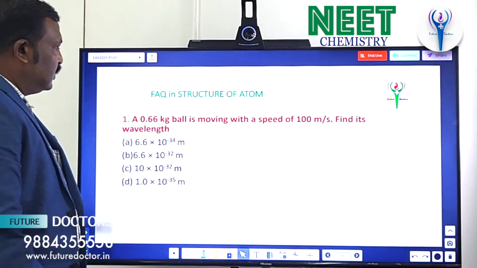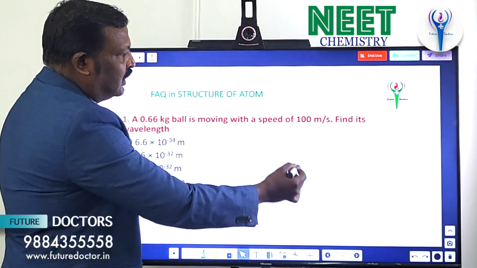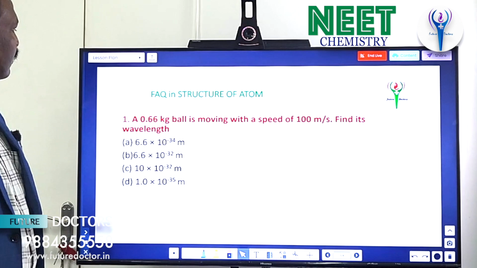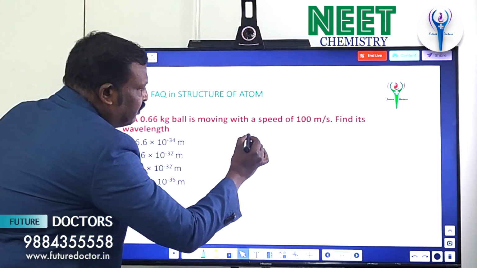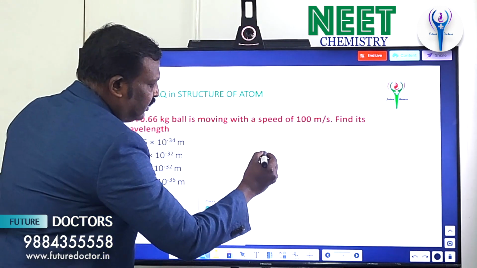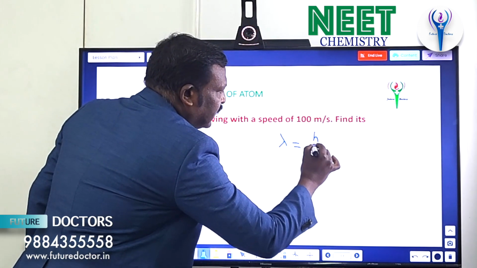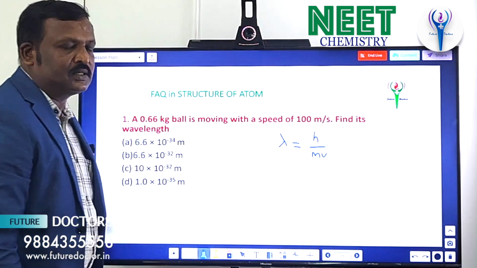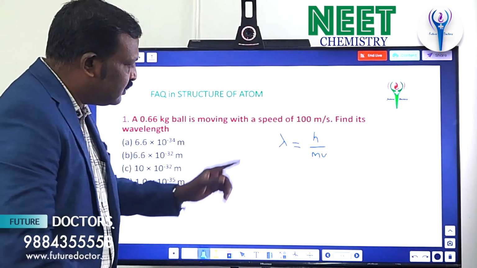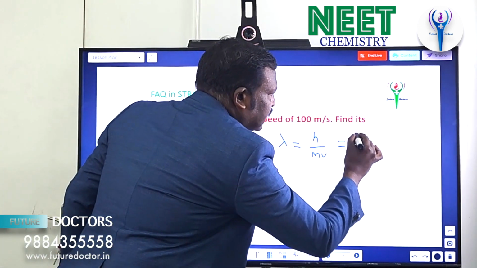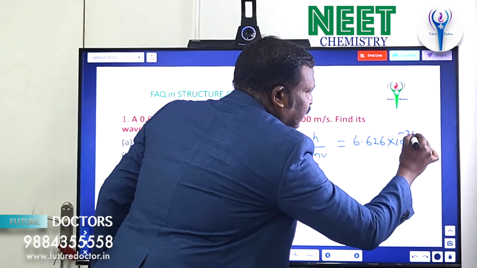Okay, can we go? See the first sum: a 0.66 kilogram ball is moving with the speed of 100 meter per second. Find its wavelength. That's the question. You know that wavelength means lambda, simple formula. Lambda is equal to h by mv, mass into velocity. This is called wavelength. This is called Planck's constant. Planck's constant has one value. This value only we have to memorize: 6.626 into 10 power minus 34 joule second.